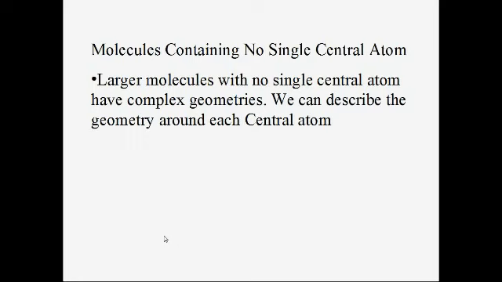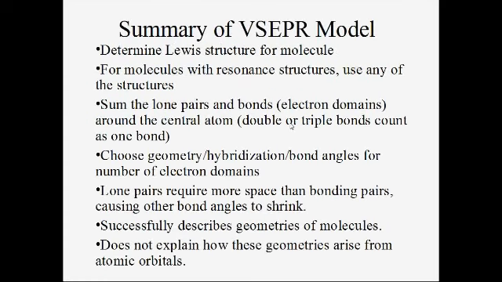If we have more than one central atom, so we don't have a single central atom, these will have larger complex geometries. Some of these geometries will be described in other fields such as organic chemistry. For this class, we're just going to describe geometry around each of the central atoms.